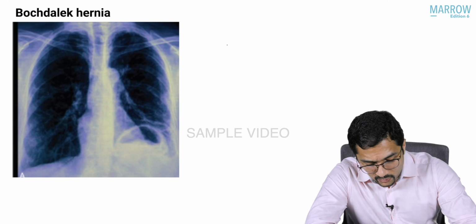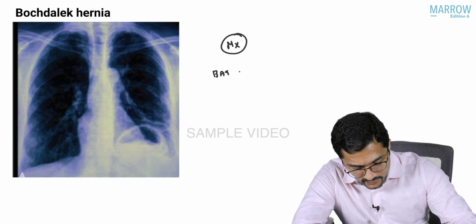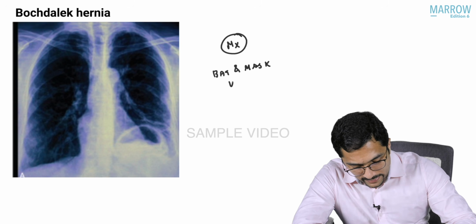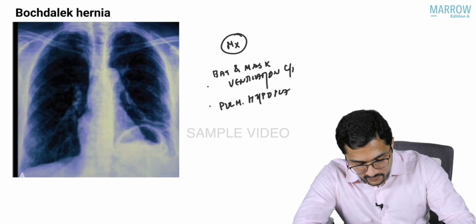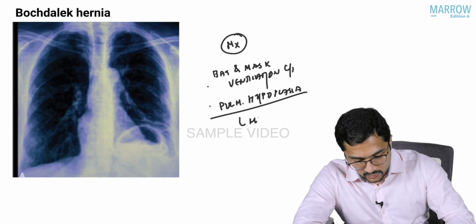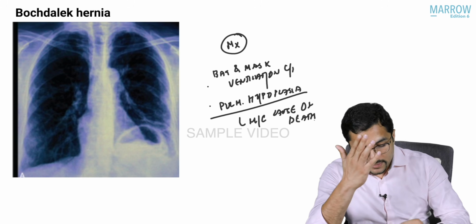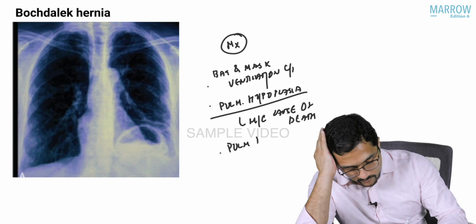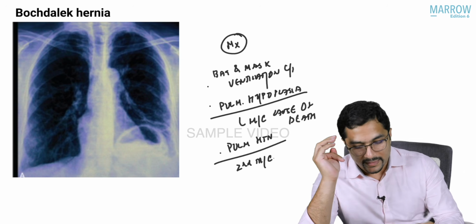In the management of congenital diaphragmatic hernias, you should know that bag and mask ventilation is contraindicated in these patients. Pulmonary hypoplasia, or non-development of the lung, is the most common cause of death. Pulmonary hypertension is the second most common cause of death in these patients.